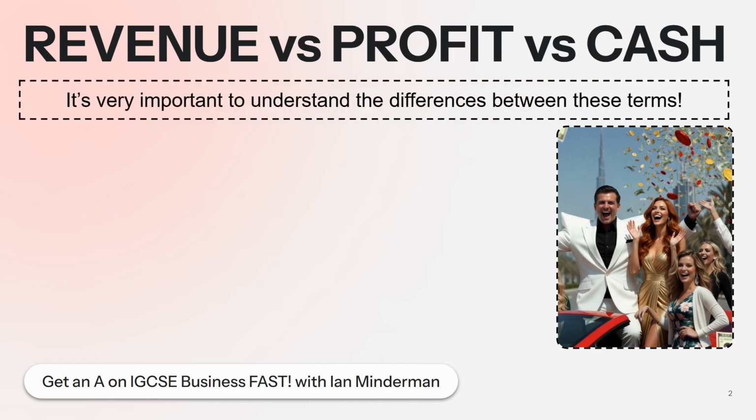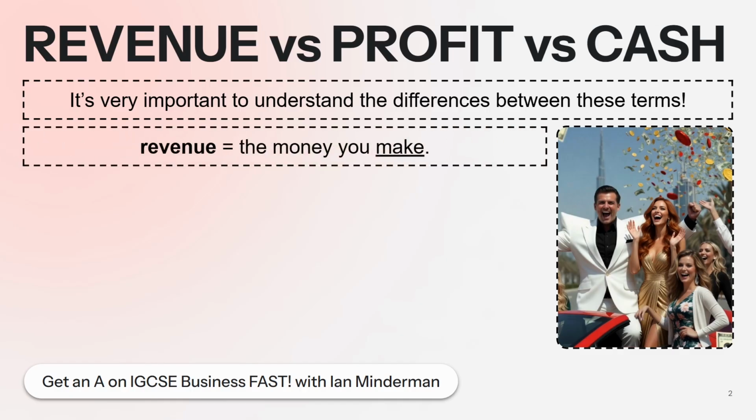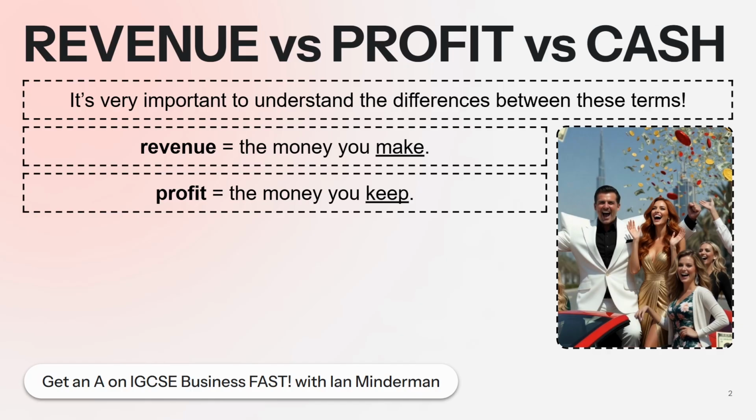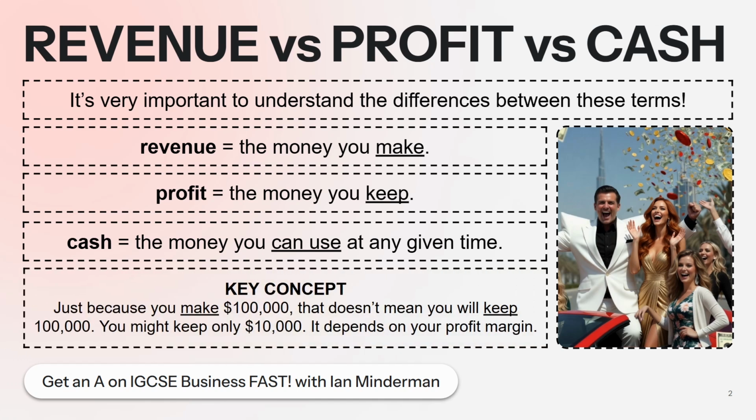Anyway, so it's really important to understand the difference between these terms. Take a look. Revenue is the money you make. Profit is the money you keep. And cash is the money you can use at any given time. So these three terms are not the same. The key concept here is just because you make $100,000, that doesn't mean you'll keep $100,000. You might keep only $10,000. It depends on your profit margin, and we're going to calculate profit margins in this lesson.